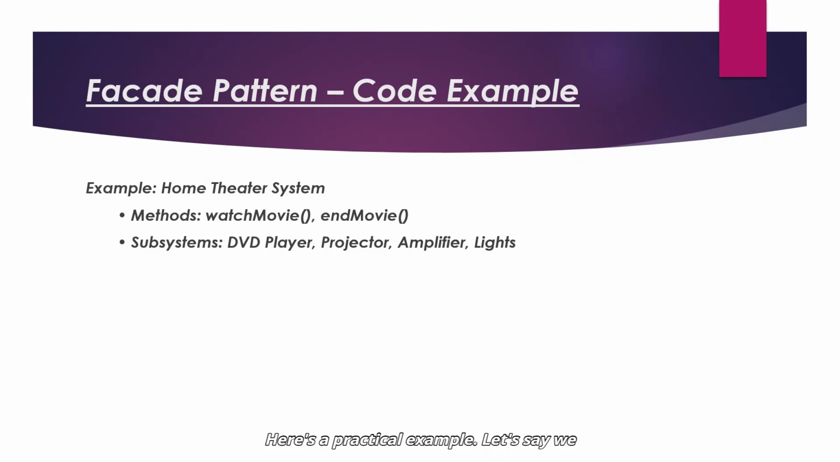Here's a practical example. Let's say we are designing a home theater system. Without a facade, you would have to interact with various components like the DVD player, projector, speakers, and lights individually. But with the facade pattern, you could create a simple method called watchMovie in the HomeTheaterFacade class. This method would internally handle the interactions with all the subsystems, turning on the projector, dimming the lights, and starting the DVD player, all with a single call from the client. This greatly simplifies the client code and reduces the number of dependencies.